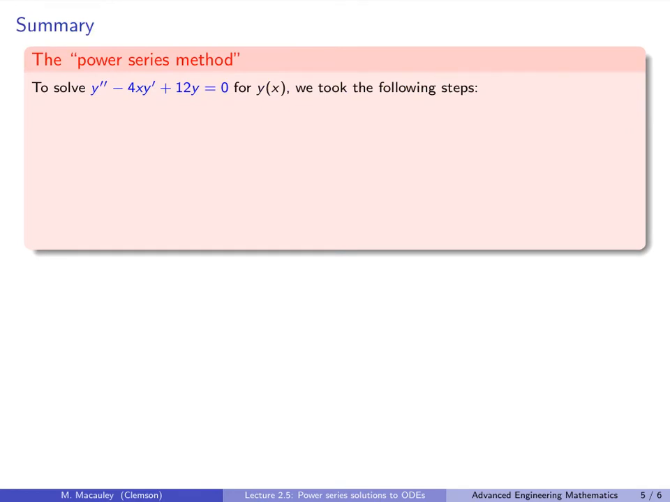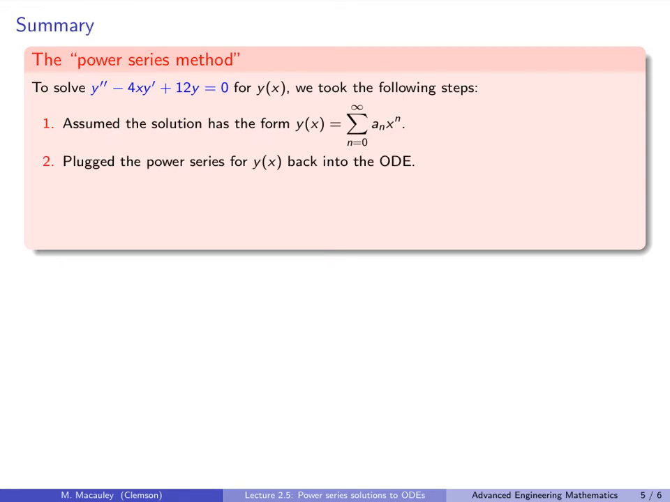Let's summarize what we just did. To solve this ODE, which is linear, homogeneous, but does not have constant coefficients, we took the following steps. We first assumed the solution was a power series. We plugged that power series back into the ODE. We obviously had to take derivatives to plug it back in. And then we combined what we had into a single sum. Each term was x to the n. Now we had to shift the coefficients on one of those terms because we had an x to the n minus 2.